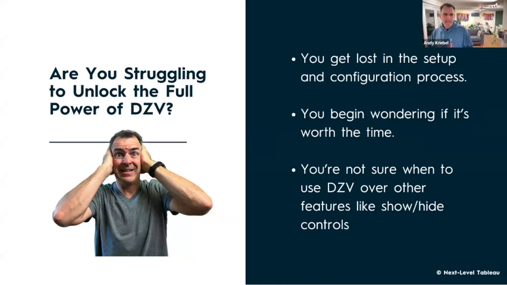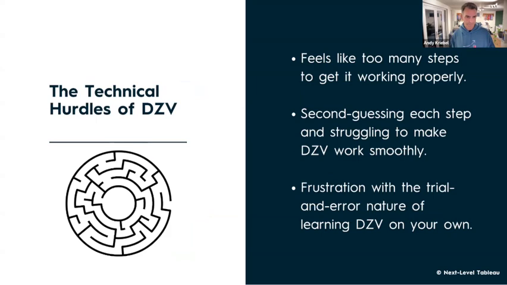Okay. And this was all done. So I guess one of the biggest things that I hear from people is they're really struggling to understand the full power of dynamic zone visibility. So they might get lost in the setup and configuration process. And for me, once I get lost in that process, it's really hard to get back out of that without hitting undo an unlimited number of times. You begin to wonder if it's really worth your time, right? That's that trade-off. You're not sure when to use it versus other features like the show hide controls.